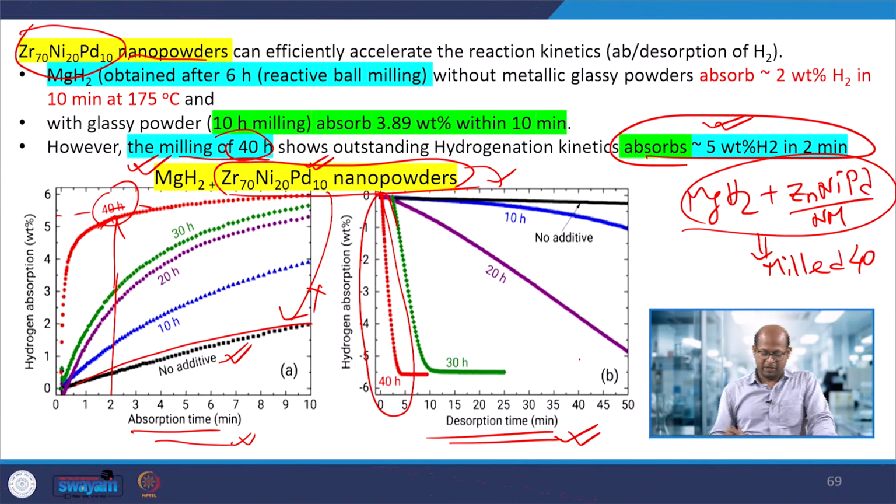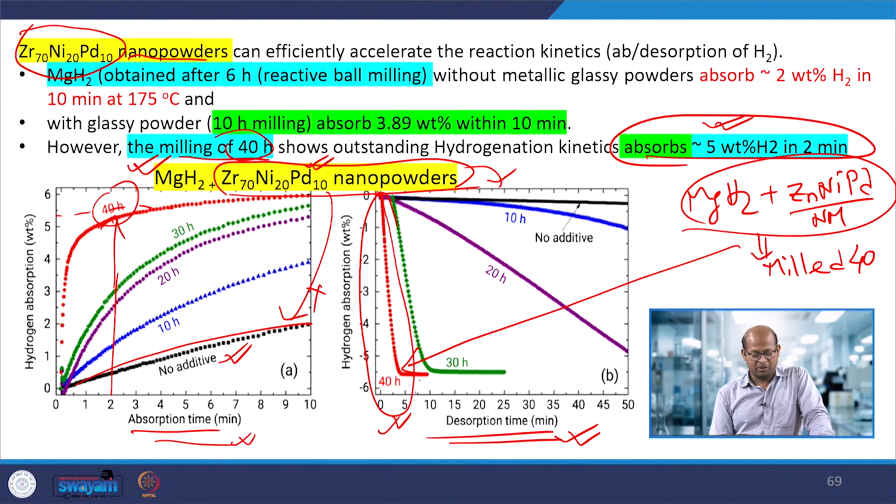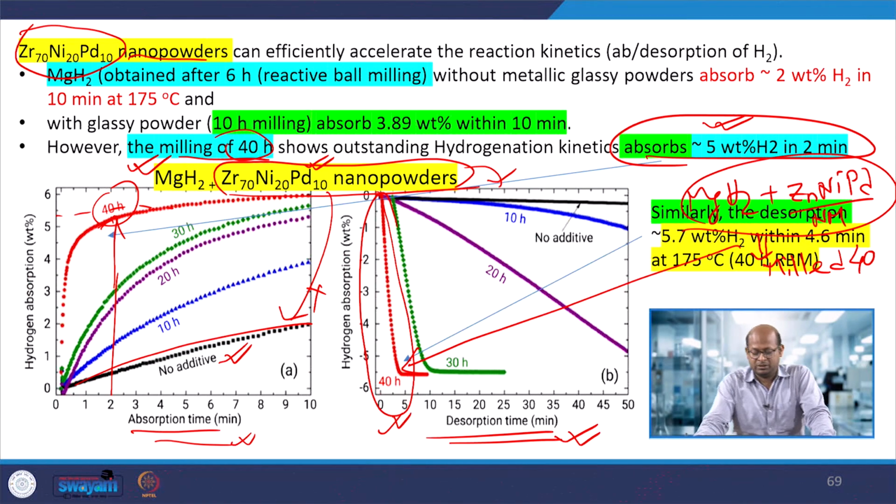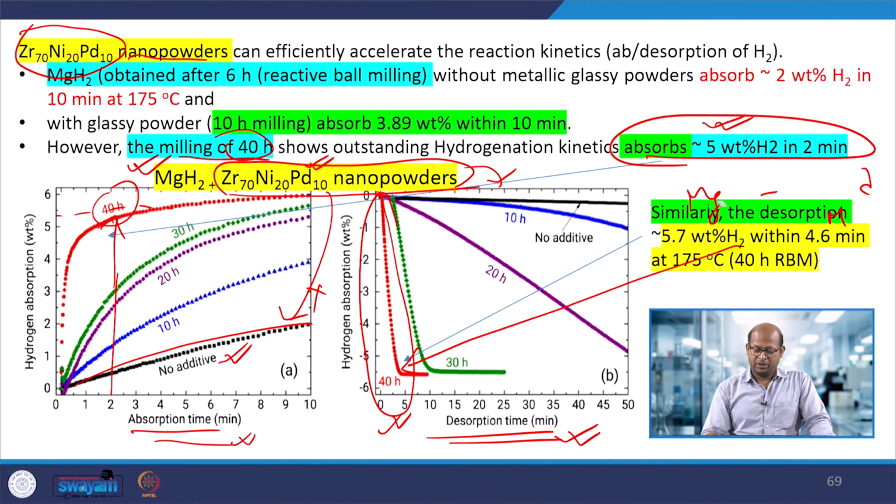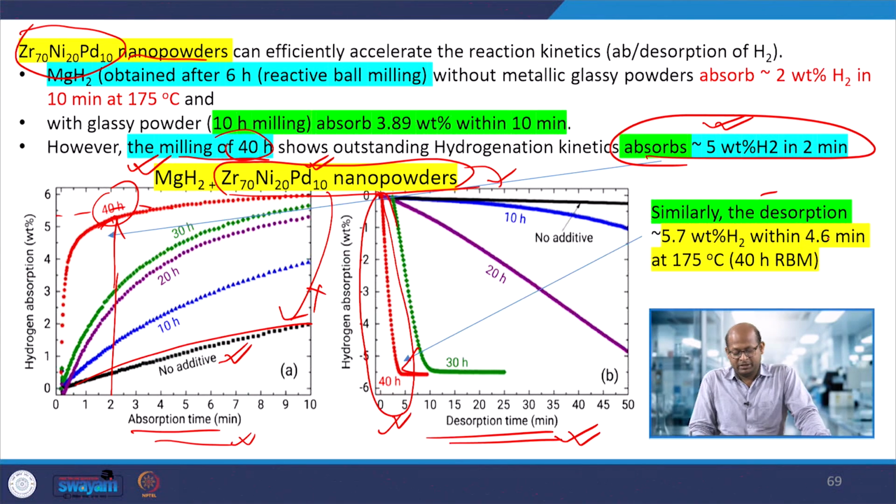So that material dissolves hydrogen, and you can see within a very short period of time a good amount of hydrogen, close to 5.5 or 8% of hydrogen, can dissolve easily. Here you can see 5.78% of hydrogen within 4.6 minutes at 175 degrees centigrade; it can dissolve that amount.